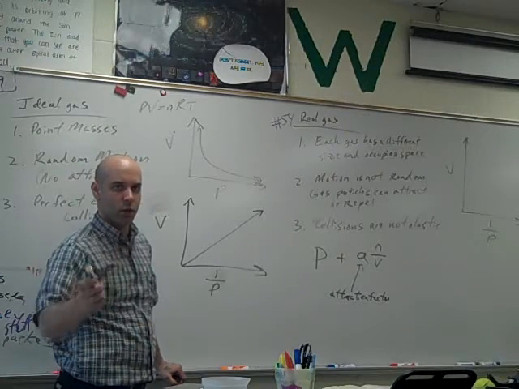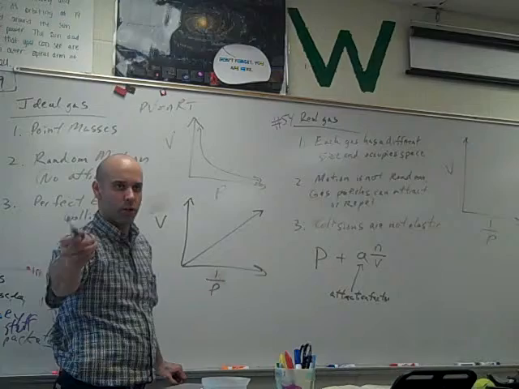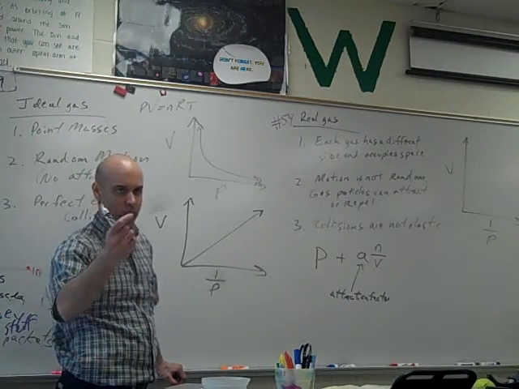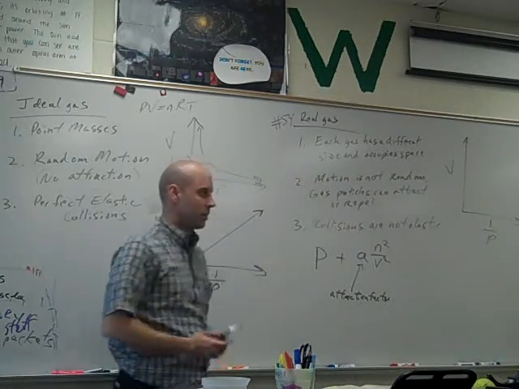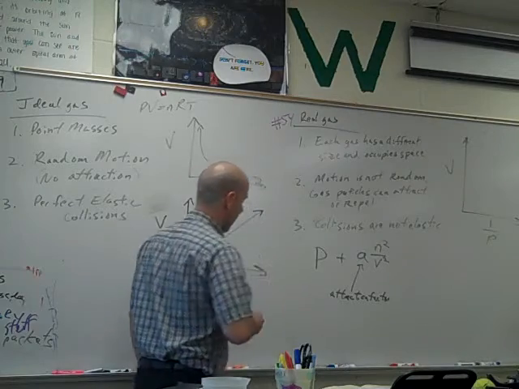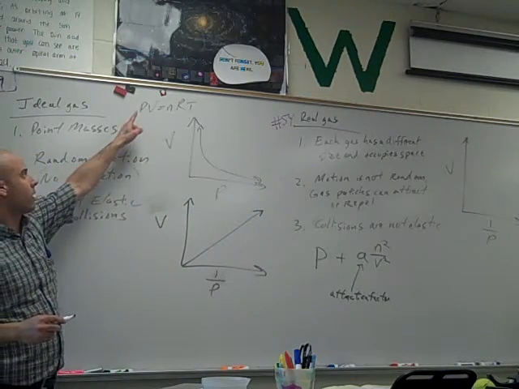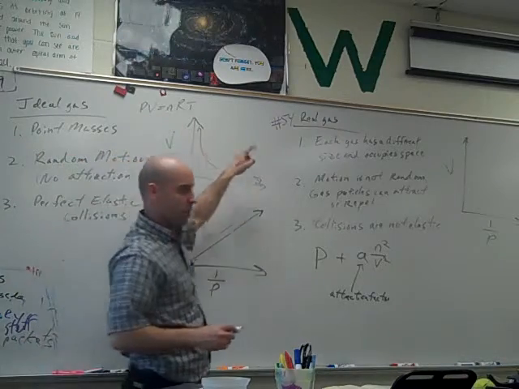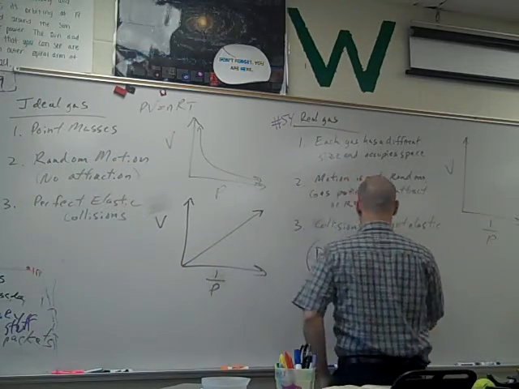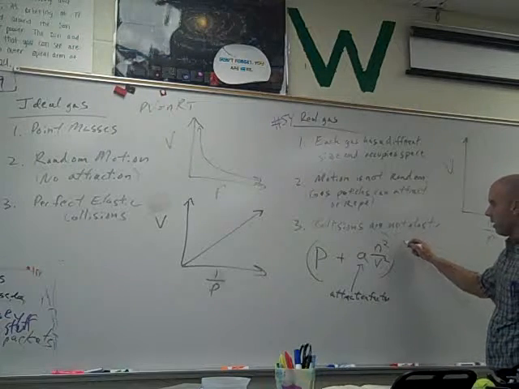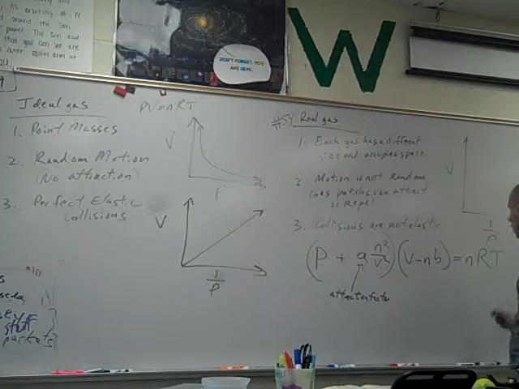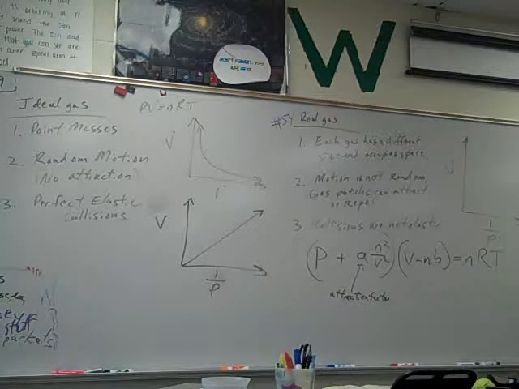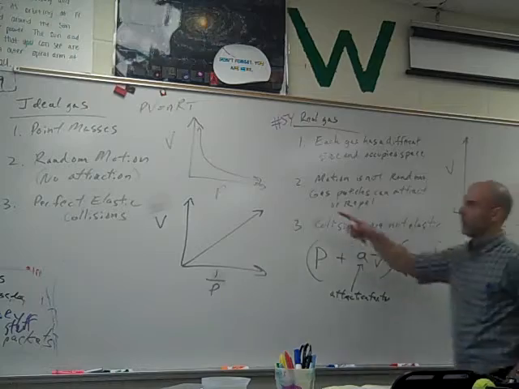And because the attraction is mutual, I attract the gas, the gas attracts I, the attraction is mutual. It gets squared. So instead of having PV equals nRT, it becomes P plus A n squared over V squared times V minus nb equals nRT. That is the real gas equation. It's a little bit more complicated than that one.